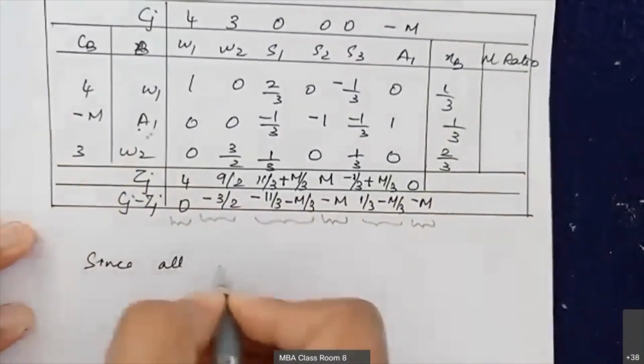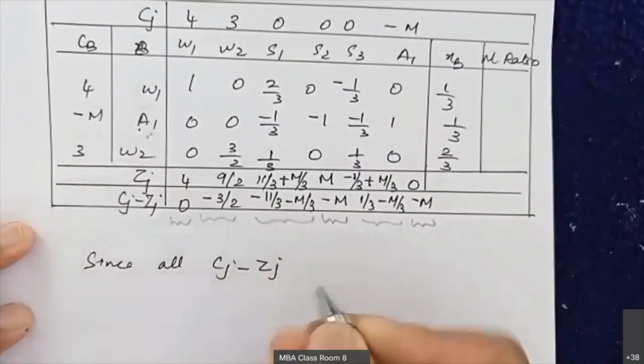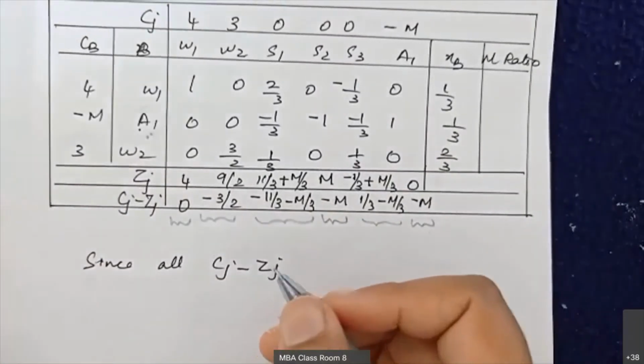So since all Cj minus Zj, don't leave the meeting. I'll just take 5 more minutes.